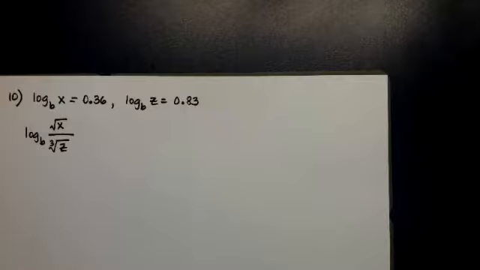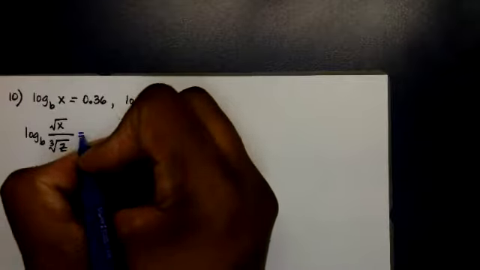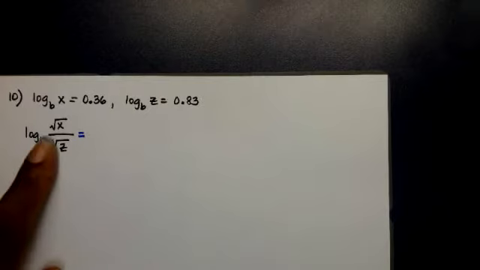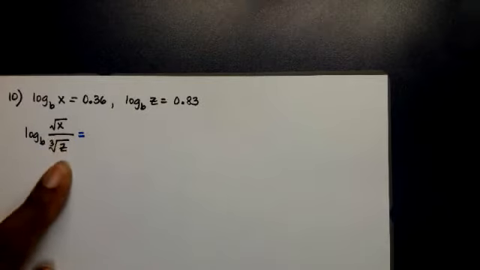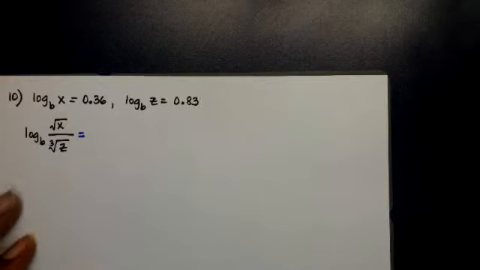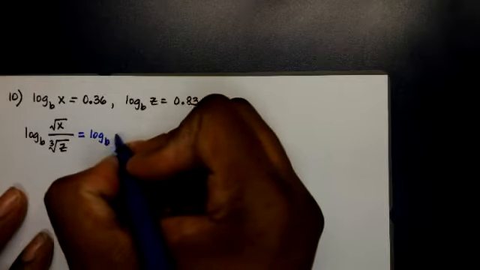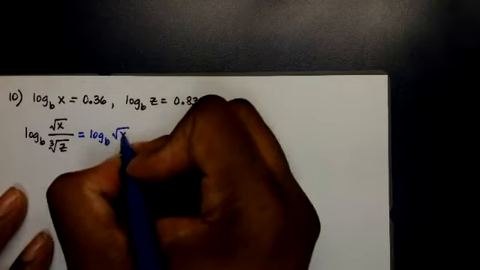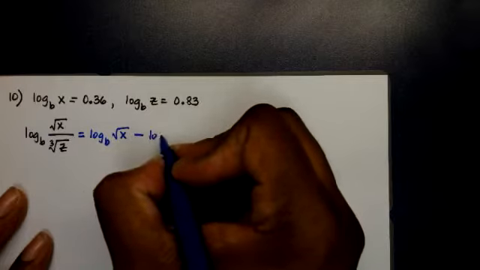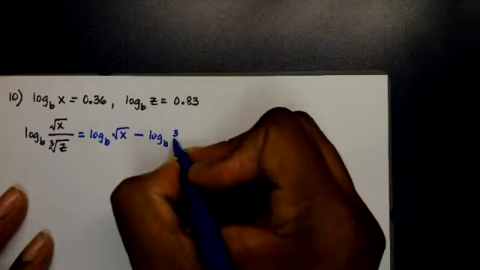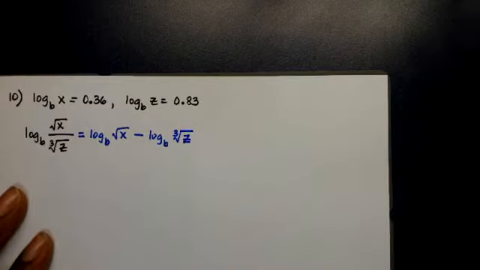All right, in this case, we're dealing with the log of a quotient. We have a numerator and a denominator, so that means I need to apply the quotient rule by writing this as a difference of their individual logarithms. So log to the base b of the square root of x divided by the cube root of z would be expanded as log to the base b of the square root of x minus log to the base b of the cube root of z.